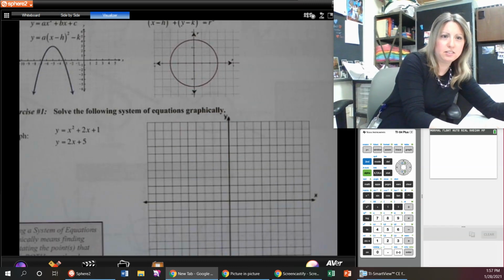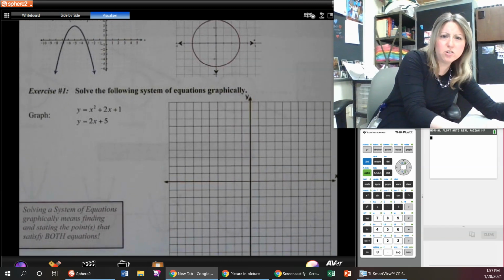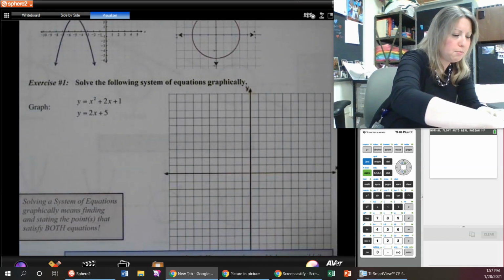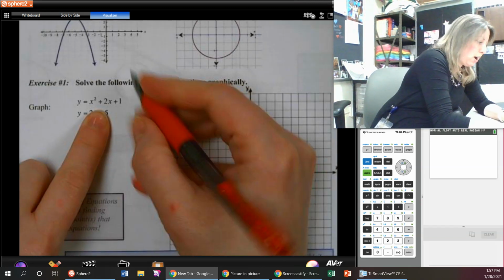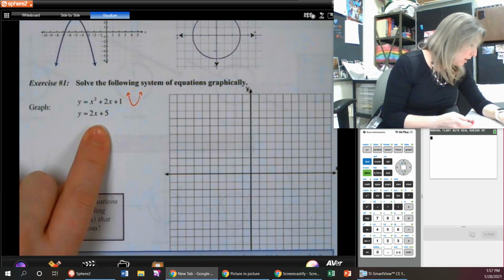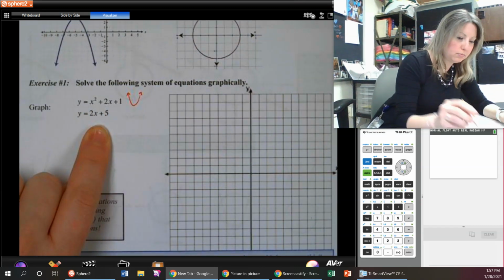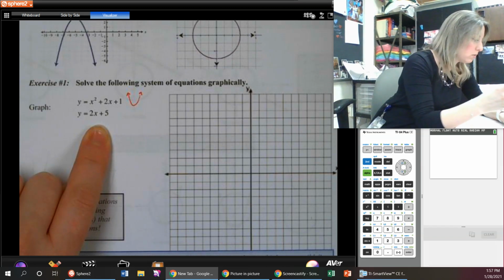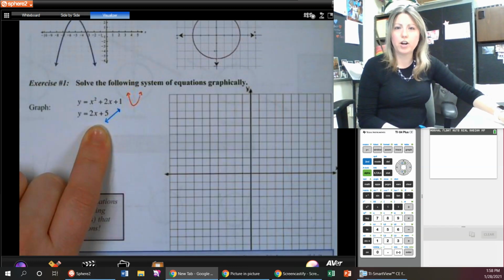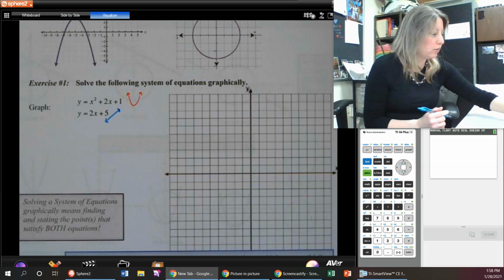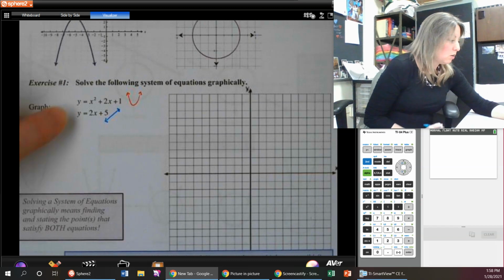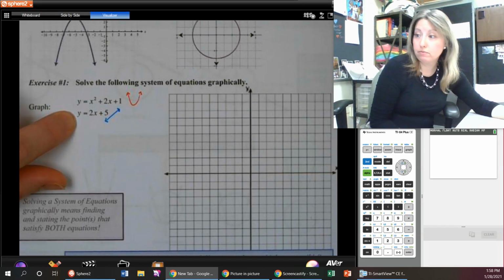Exercise 1. Look at your equations first and determine what you have. So I'm looking at a parabola, and it is a smiley face parabola because my x squared is positive, and a line. Oh, you know what? If you guys want me to do purple, let's do this. A line in blue. And I know that based on their equations. This one has an x squared and a y to the first power. This one has x to the first and a y.